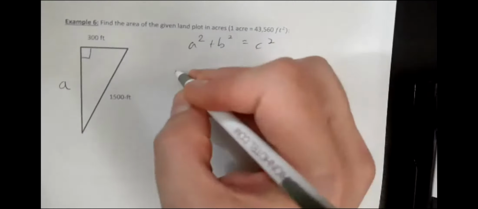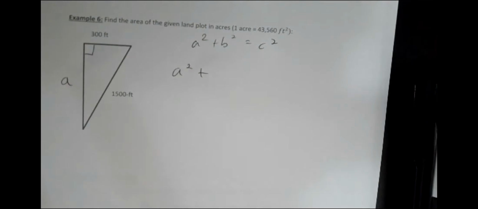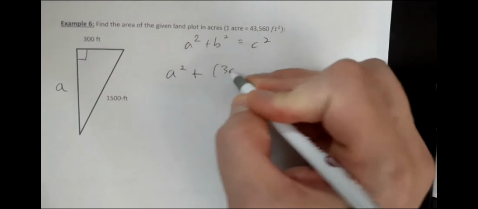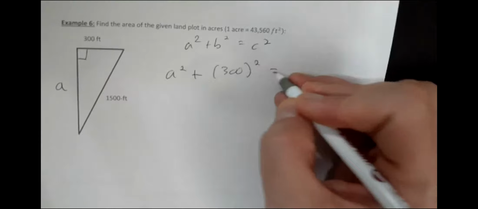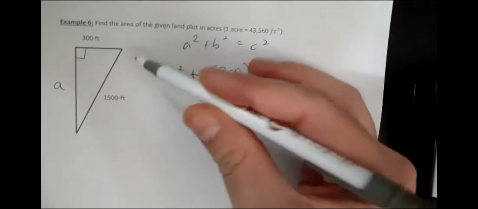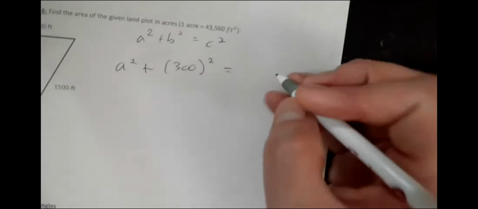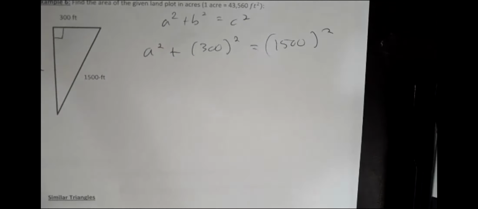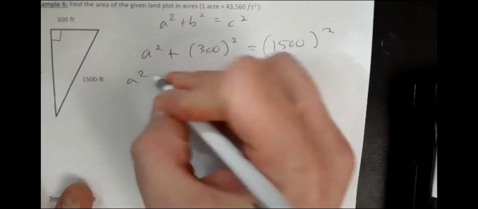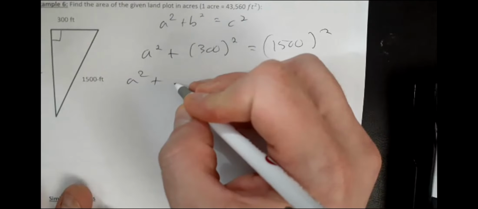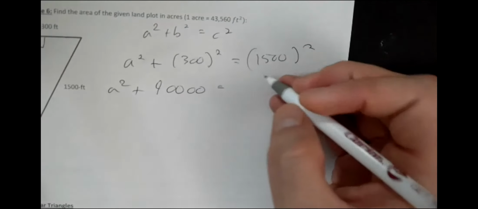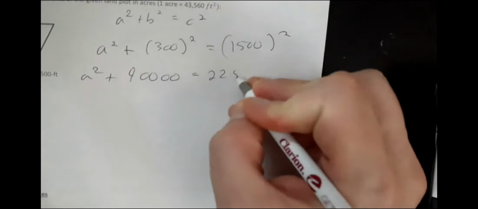And now I guess you have to be a little bit careful. My B has to be the 300, right? If you pick the other number, you're picking your hypotenuse, which has to be your C. So my B has to be the 300, my C has to be this 1500. And I'm plugging these things in and squaring them. So B squared is going to give me 9 with 4 zeros, and C squared is going to give me 225 with 1, 2, 3, 4 zeros.